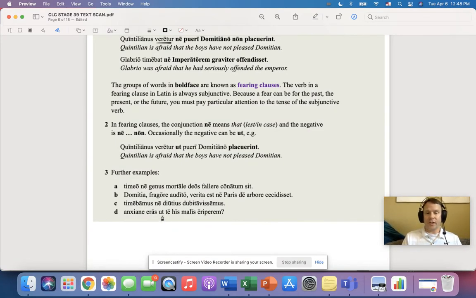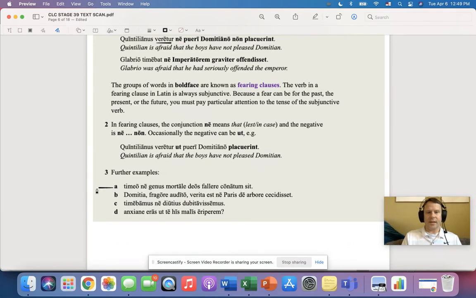Now with ut here, are we saying were you worried that something is going to happen or something is not going to happen? Now remember the ut and the ne are flipped, right? So were you worried that I would not take you away from these terrible things? So right, so that something doesn't happen. Were you anxious that I would not take you away from these terrible things?